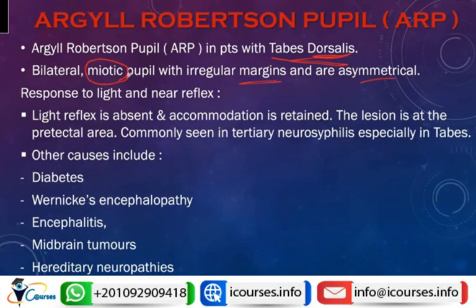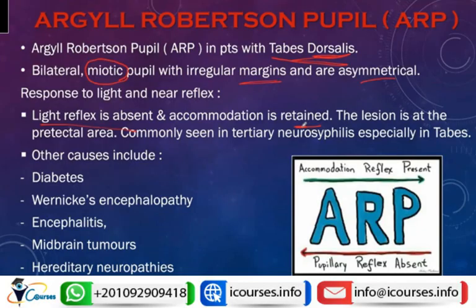Both of them will show the light near dissociation, meaning that the light reflex is absent, but the accommodation is present. So in order to remember it, we can use this mnemonic. Argyll-Robertson pupil, so ARP: accommodation reflex present. If you go the other way around, PRA: pupillary reflex absent. So there is absence of the light reflex and presence of the near reflex or the accommodation. So this is a light near dissociation.